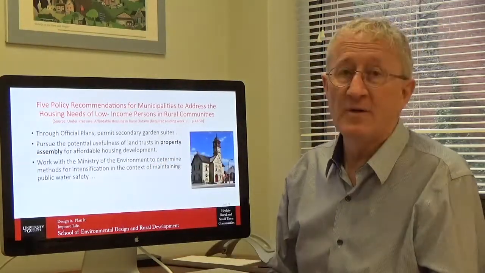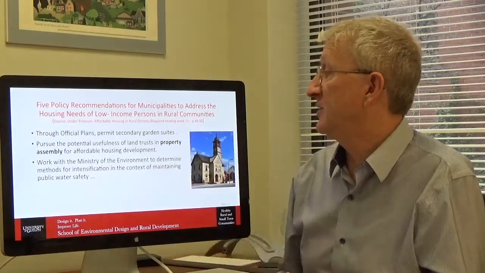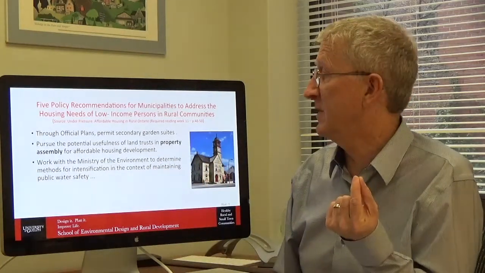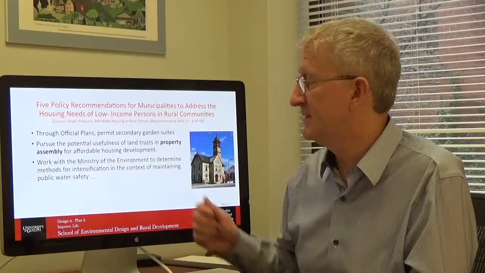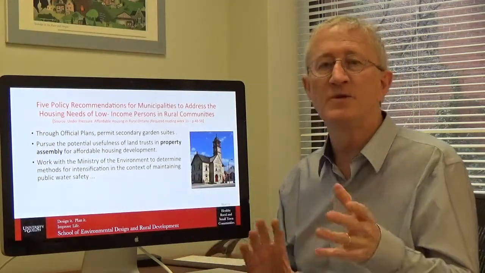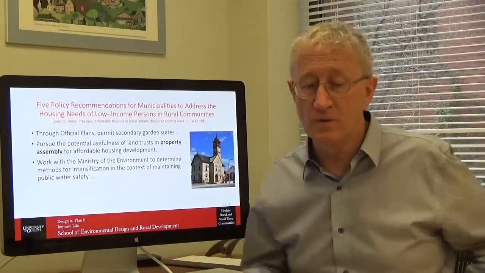Work with the Ministry of Environment to look at standards related to the intensification in the context of maintaining public water safety. Health units have an important role in that as well, as do municipalities. It's a key component, but let's make sure that the standards which are being applied are properly understood and appropriate in the community context.